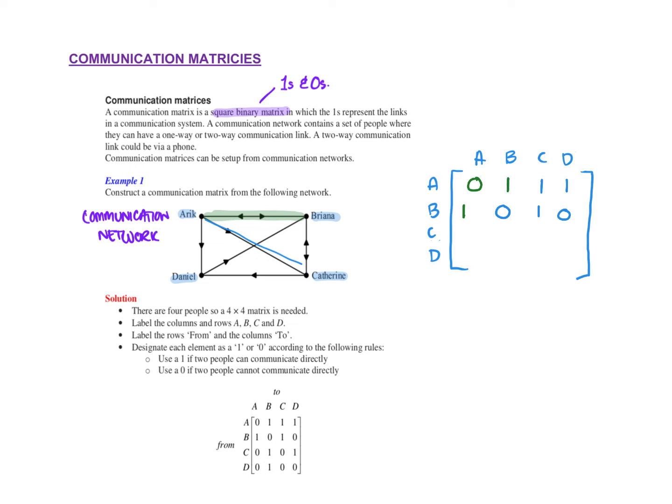Okay, so now we're on to Catherine. Can Catherine talk to Arik? No. The arrow's not going that way, is it? Can Catherine talk to Brianna? Yes. Catherine doesn't talk to herself, and Catherine can talk to Daniel. And then the last one, Daniel does not talk to Arik, it only communicates there. He can talk to Brianna, can't talk to Catherine, and doesn't talk to himself.